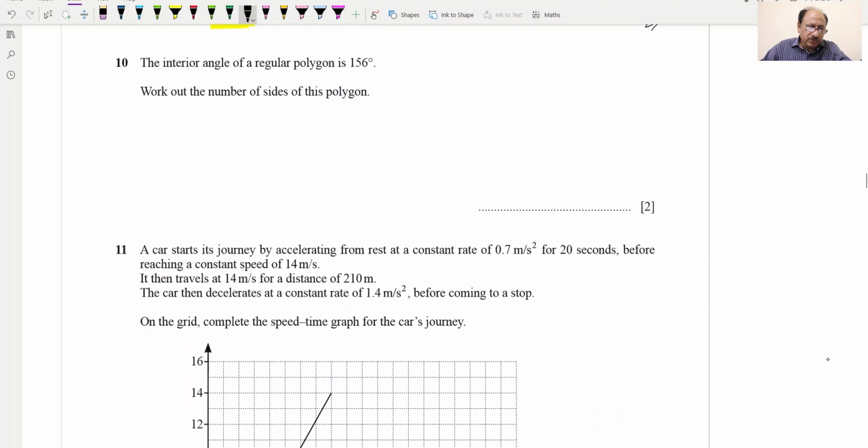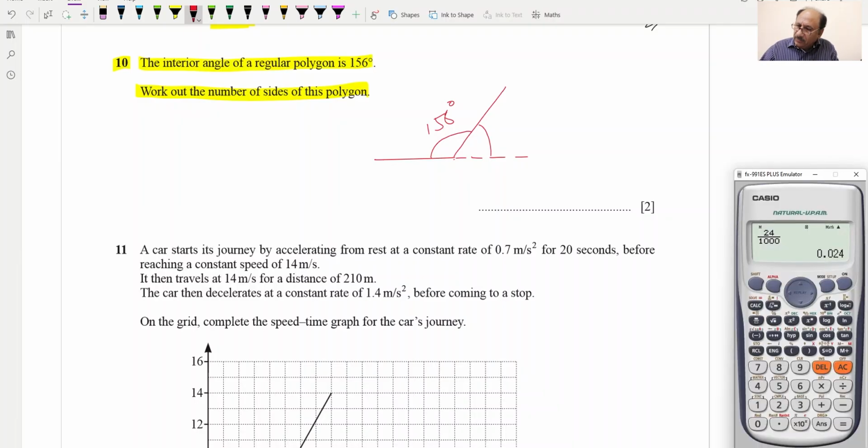Hopefully you understood this. And question number 10: the interior angle of a regular polygon is 156. Work out the number of sides of this polygon. So what we will do, they are saying the interior angle is 156. So roughly if we draw, for example, this angle is 156. The exterior angle will be 180 minus 156. So 180 minus 156 is equal to 24.